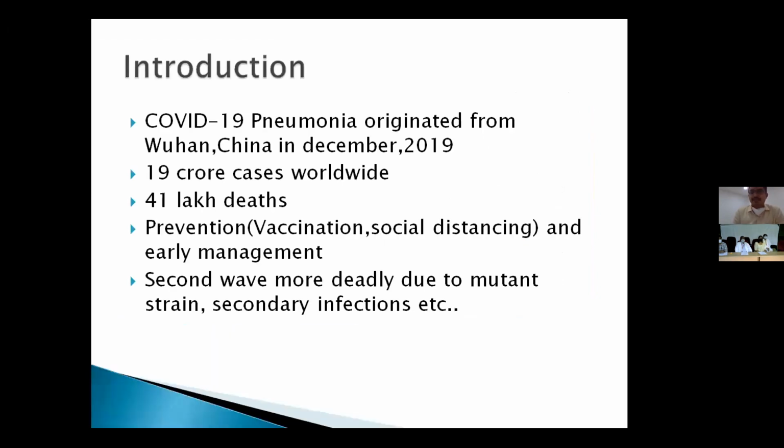Okay, a brief introduction about the illness. COVID-19 pneumonia originated from Wuhan, China in December 2019. As we speak now, there are about 19 crore cases worldwide and about 41 lakh deaths. Prevention in the form of vaccination and social distancing, and early management are key factors in combating this deadly illness. The second wave is more deadly than the first wave due to mutant strains and secondary infections.